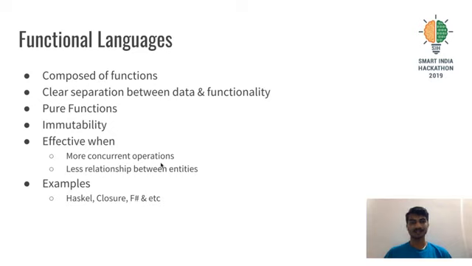For example, Ramesh is an object. Ramesh will have data like height and weight, and the functionality, sleep, run, wake, all these things will also be part of the object. But in functional languages, they are two different things. My functionalities have nothing to do with my data.